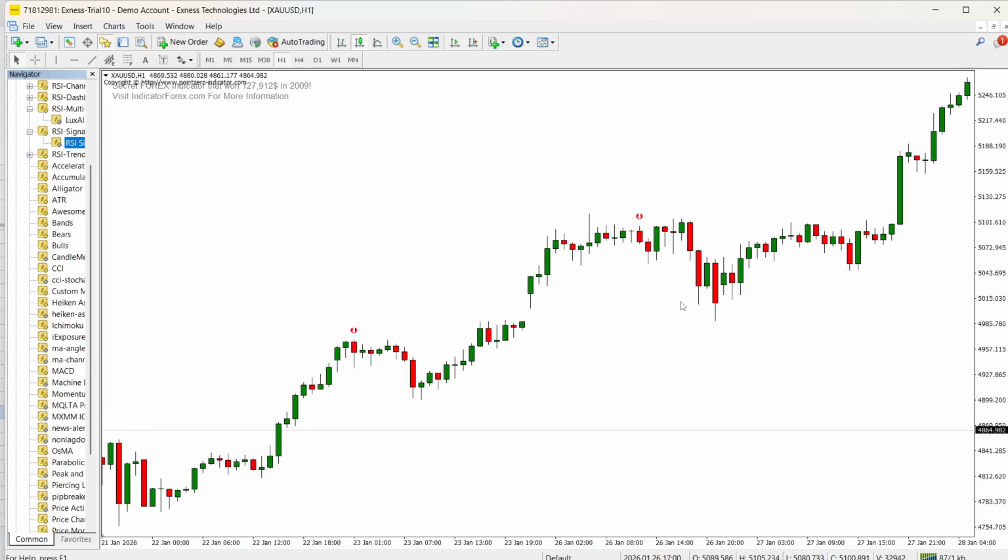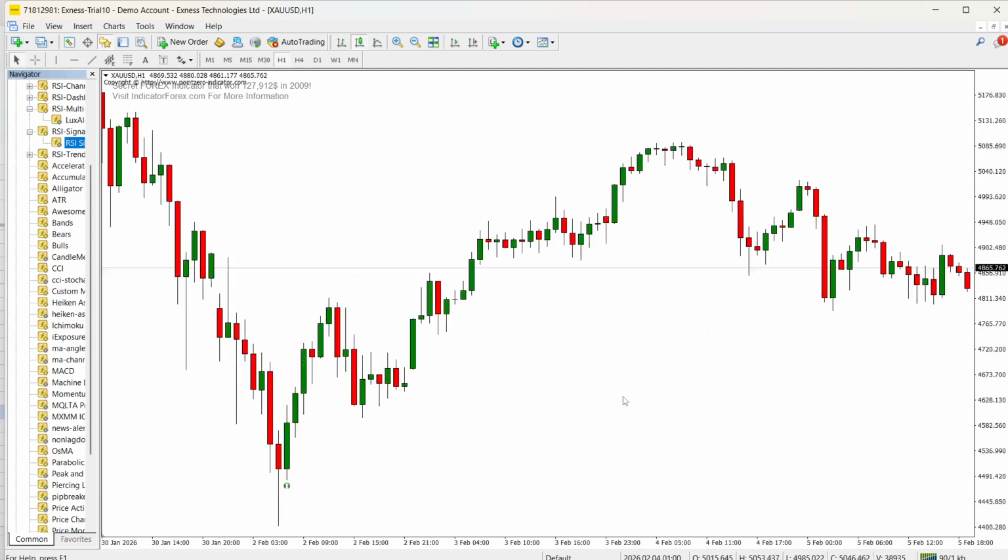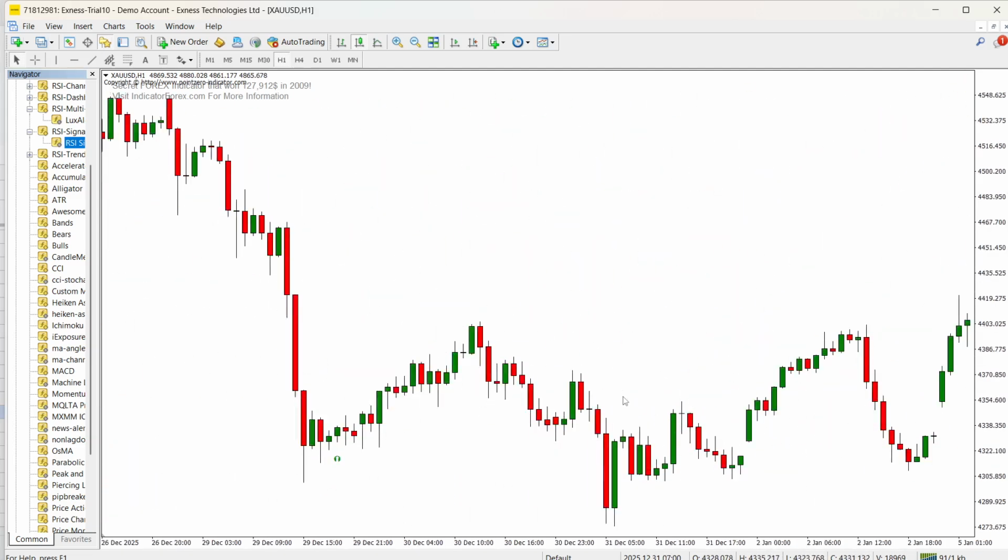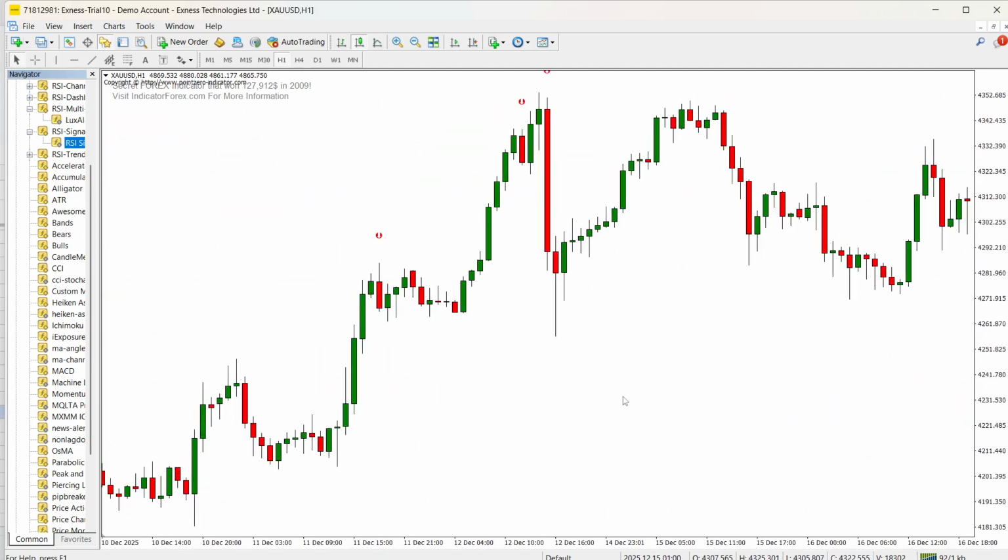Signals can still be false or lagging because they are based on historical prices, especially in volatile or choppy markets. Over-customizing settings or relying on RSI signals alone without considering trend, structure, and news can reduce effectiveness.